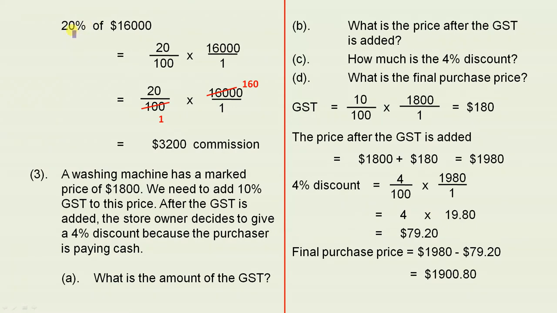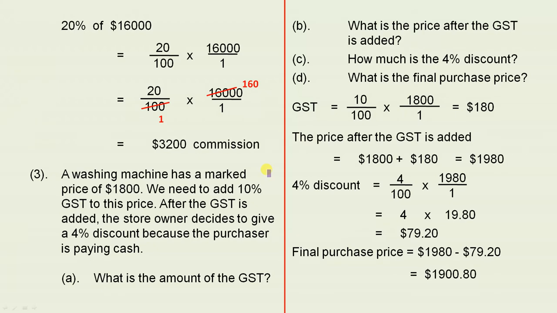So the commission will be 20% of $16,000, which is 20 over 100 times 16,000 over 1. So when we write that down again, 100 into 100 goes once, 100 into 16,000 goes 160 times. 20 times 160 is $3,200. So that's the commission. This is an interesting little one here. It has quite a few parts to it. So you have to read the problem very carefully and then at each step just decide what's required.